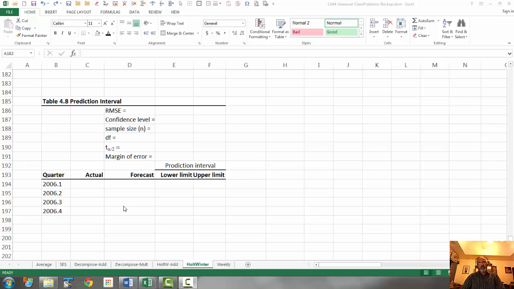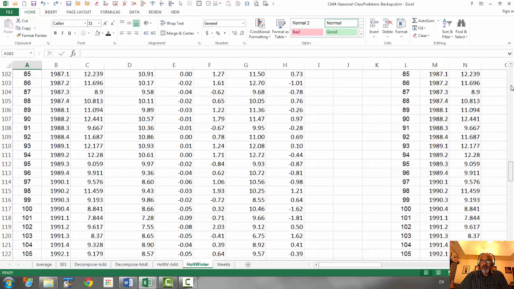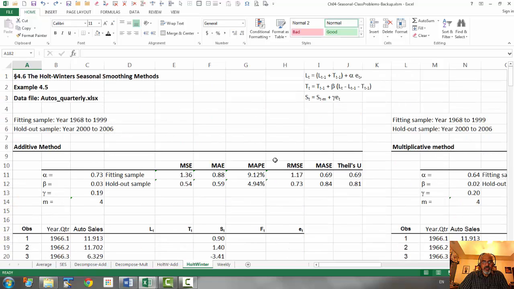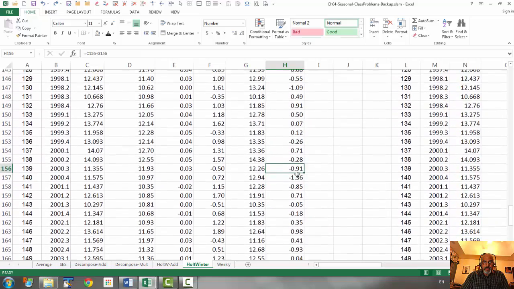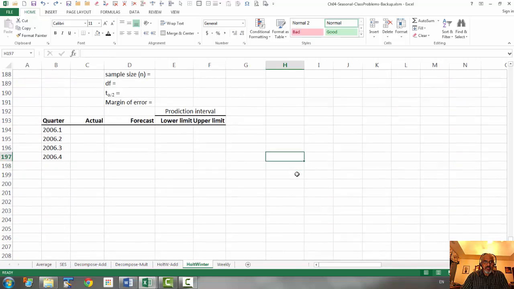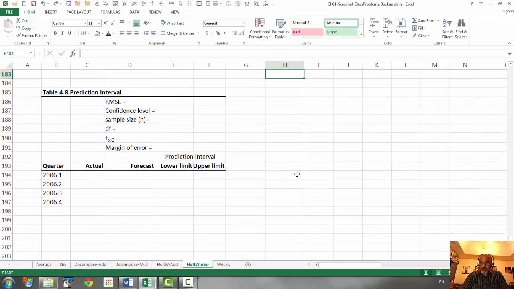One last thing before we leave this example. So we're going to do a prediction interval, and we're going to do this prediction interval for the first model we did, which is the additive model, and we have to use the fitting sample RMSE to do that. And we could just as well do the prediction interval for the other two models also. It's the same procedure.